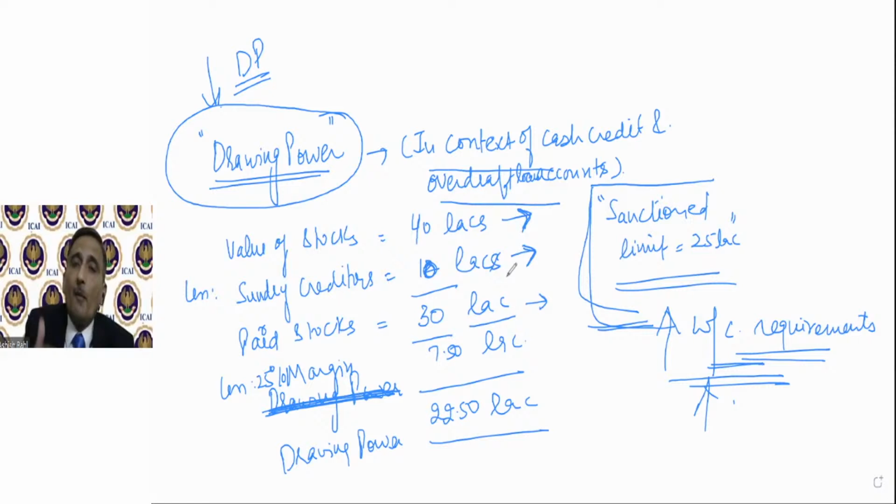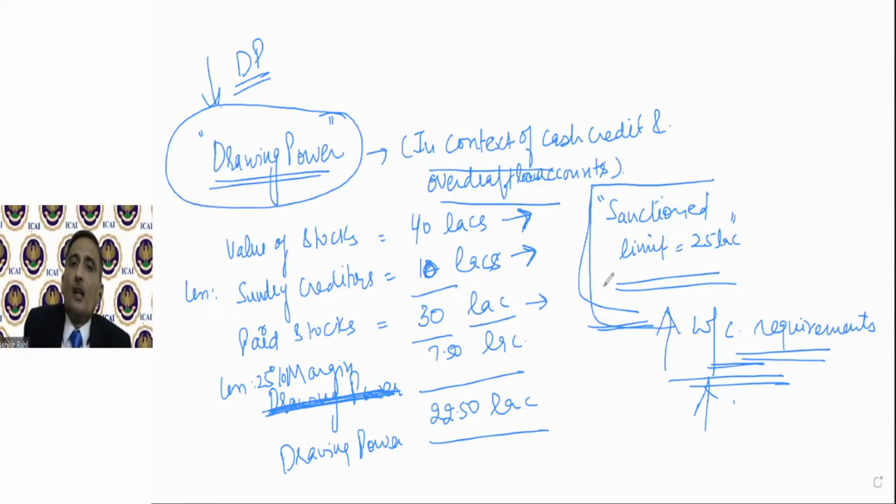So normally cash credit accounts contain cash credit sanction letters, overdraft sanction letters. These contain a stipulation that drawing power shall be calculated after keeping a margin of say 10% or 25%. Usually it is 25%. It can be 10% or whatever, but generally it is 25%.